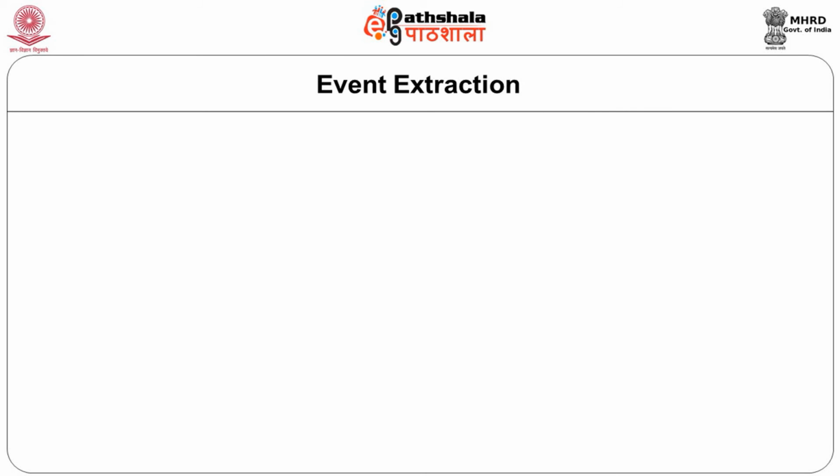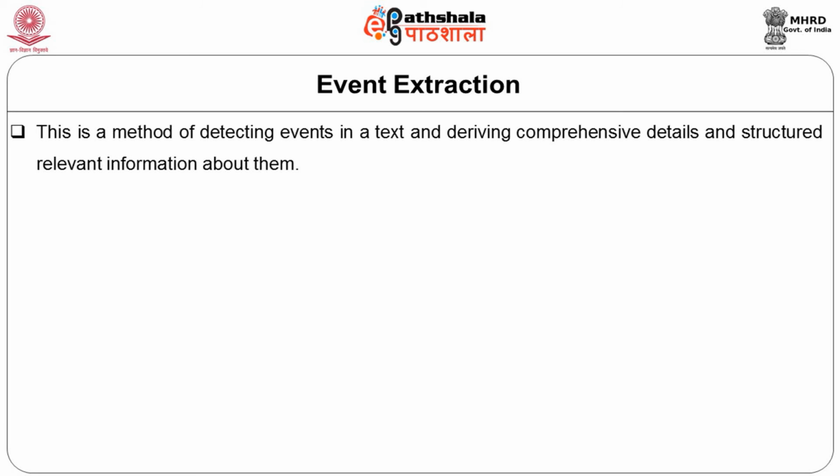The other very important kind of extraction is event extraction. This is a method of detecting events in a text and deriving comprehensive details and structured relevant information about them. So let us look at what this means. How do we detect events, and how are events normally occurring in a body of text online, and how can we really recognize details about an event and say that definitely this is an event happening and there is some kind of information associated with the events which can be retrieved, which can be extracted?